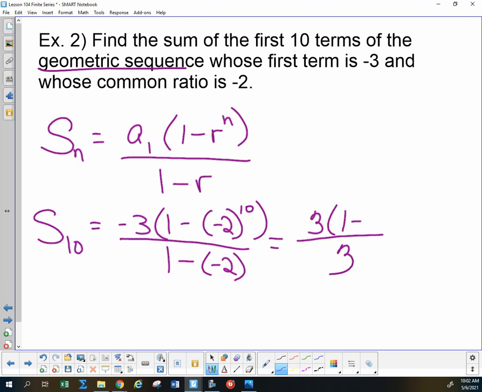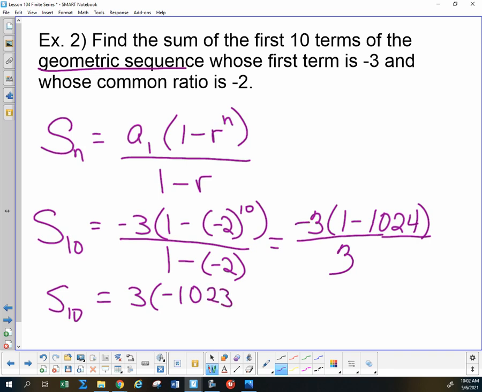Will just -2 to the 10th power be positive or negative? It's going to be positive, so I'm going to have 1 minus a positive number. Specifically, I'm going to have 1 minus positive 1,024. So what I have is that my sum is 3 times -1,023. Oops, -3, I dropped my minus sign there. Times -1,023 over 3.